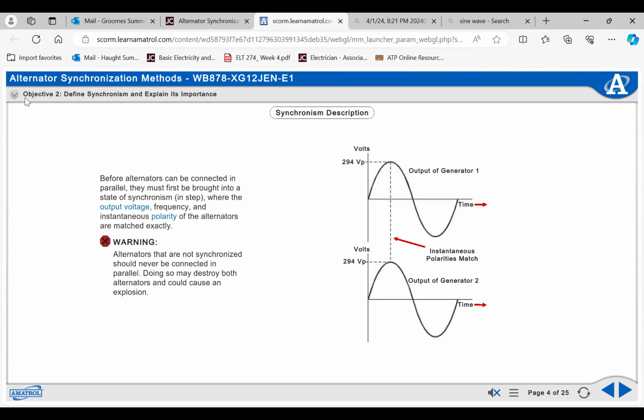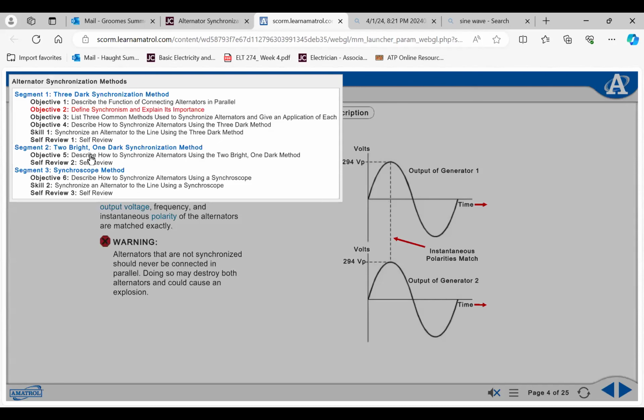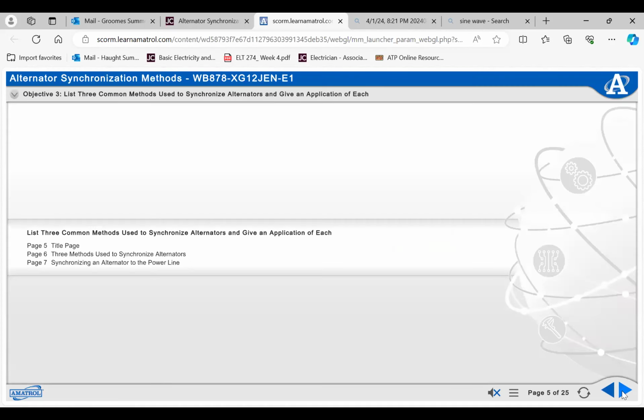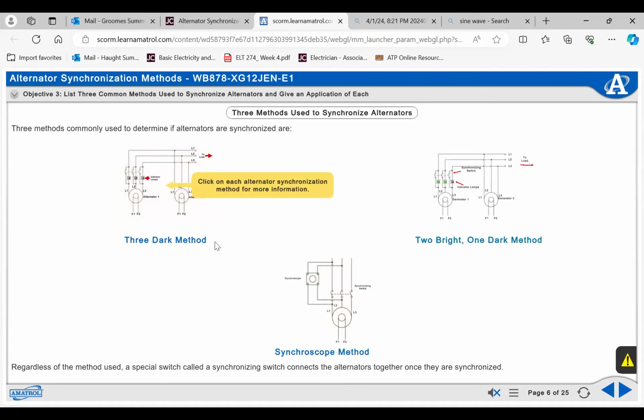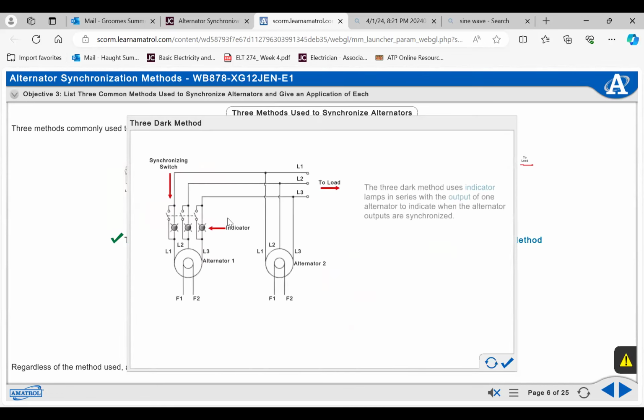And basically what this module does is there are 3 ways to synchronize these two alternators. You can see they're called the 3 dark synchronization method, 2 bright 1 dark, and the synchroscope method. I had to look up how to spell that. The 3 dark is the most common, and that's the one I would focus on as you're reading this. I'm not going to go too far into it, but you can see here the configuration of all of them.